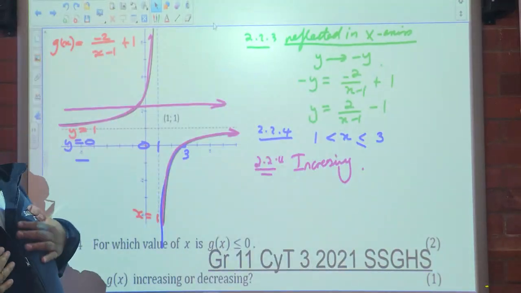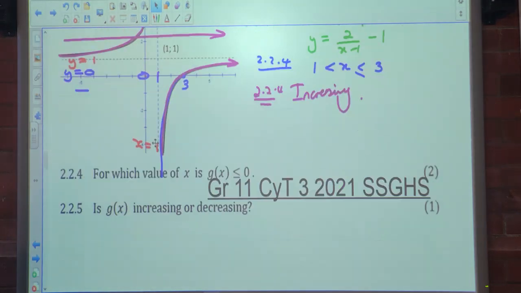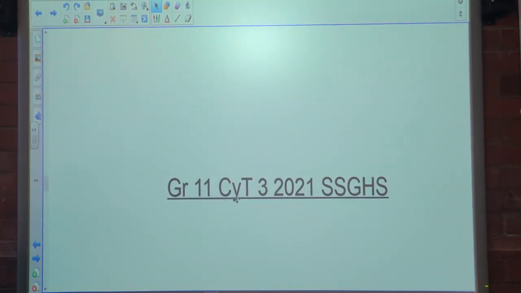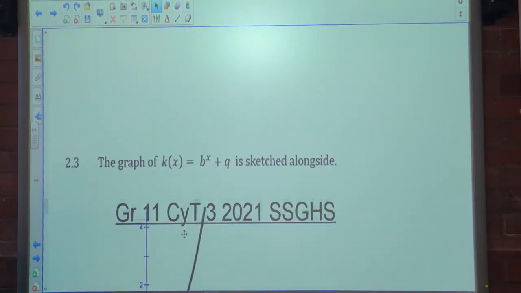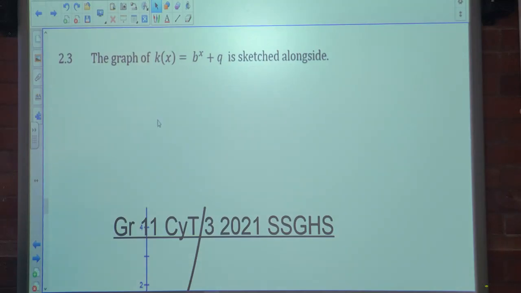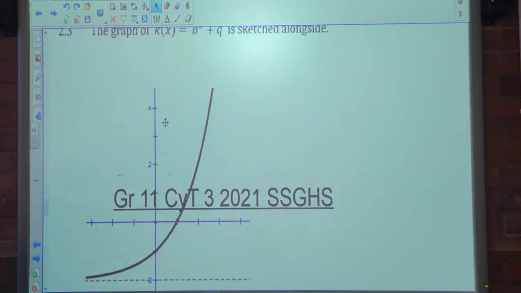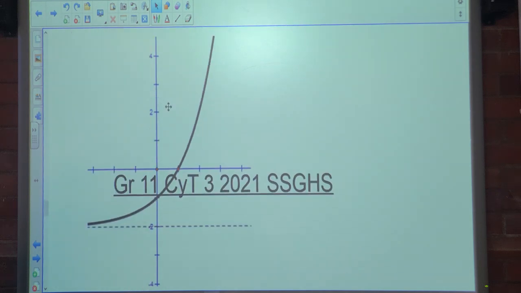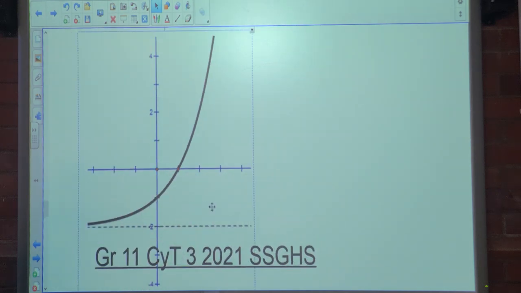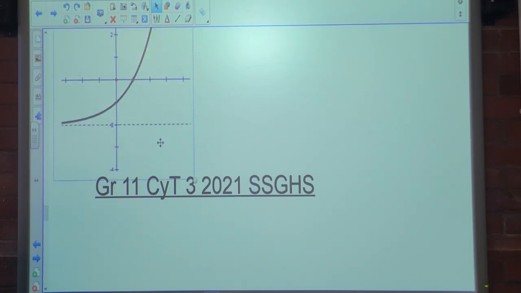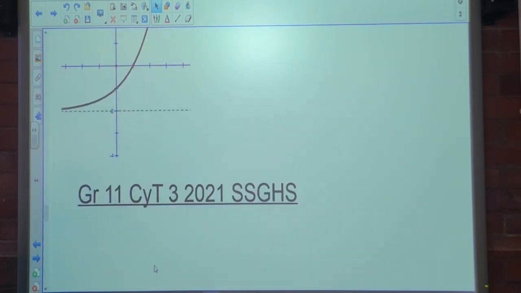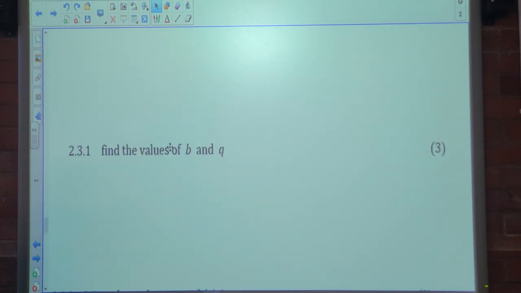Okay, is there any confusion here? No? So the next question. 2.3, the graph of k of x is equal to b to the x plus q is sketched alongside. First question. Find the value of b and q.